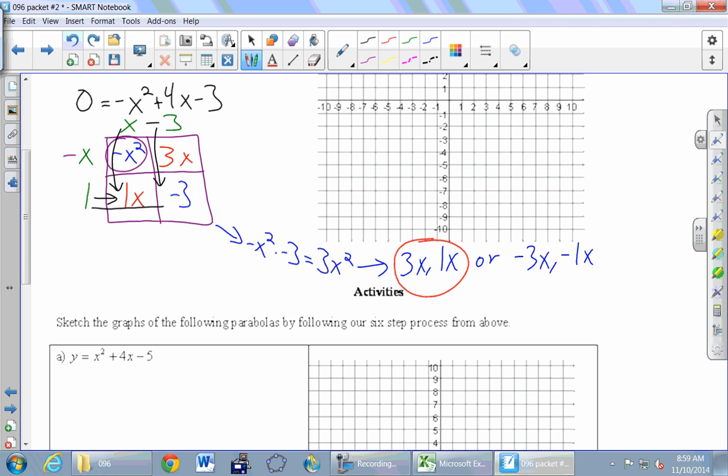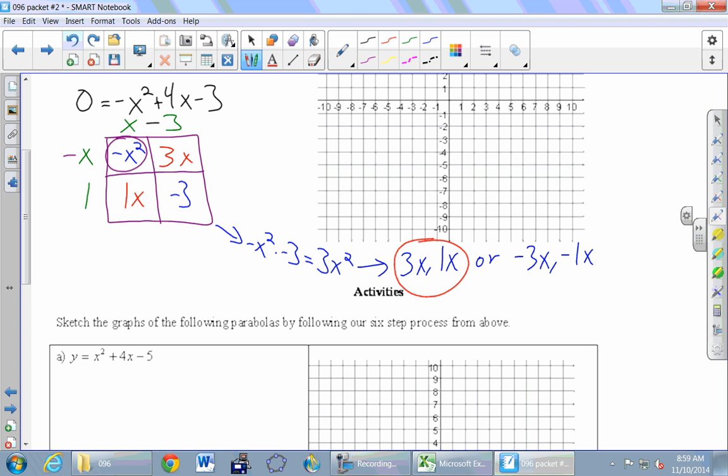Jasper. You'll get a different looking answer that will be equivalent to what we have, which is totally okay.